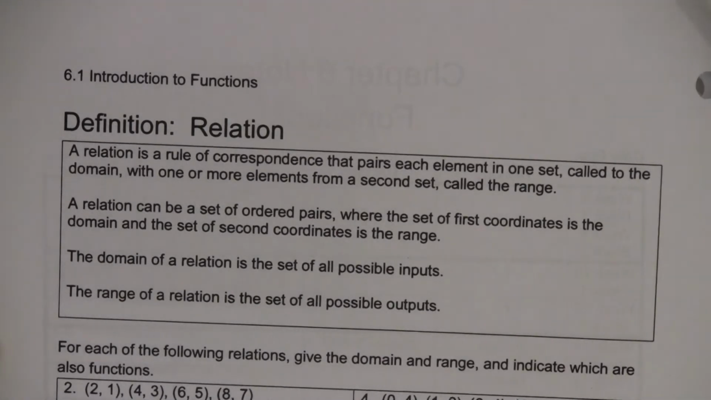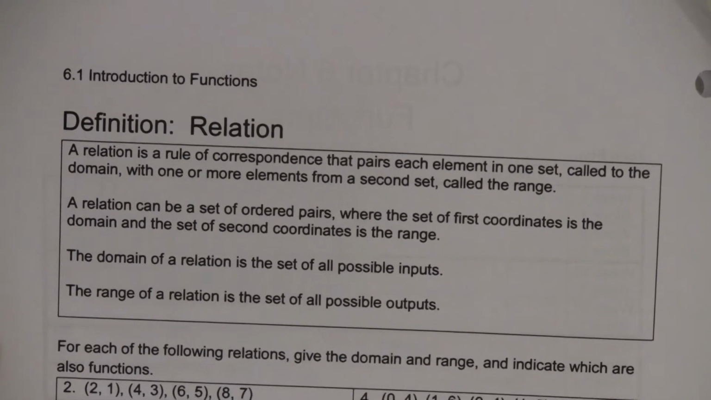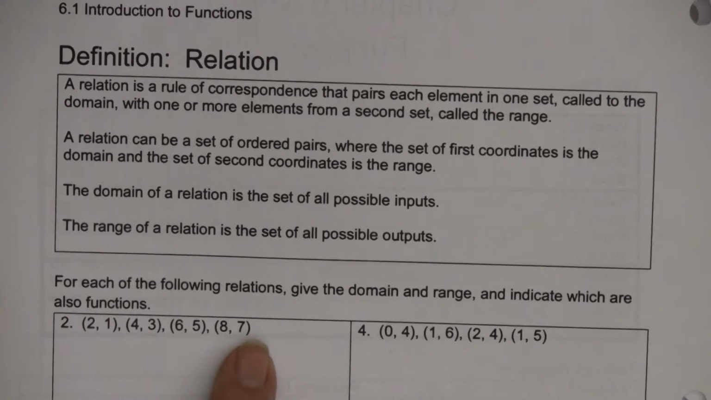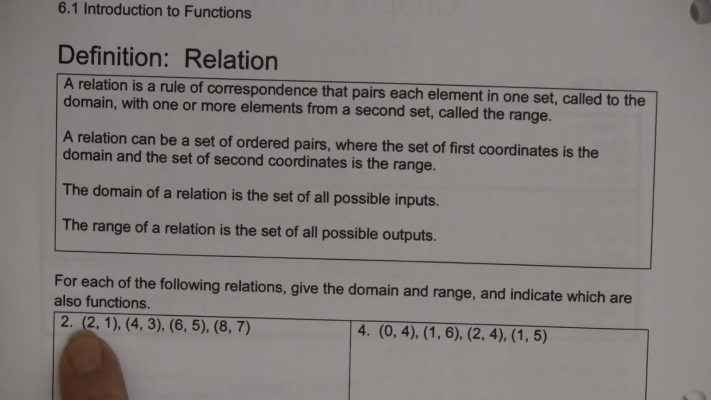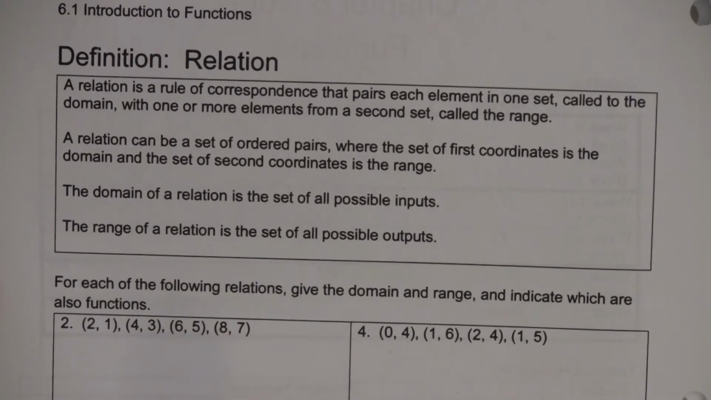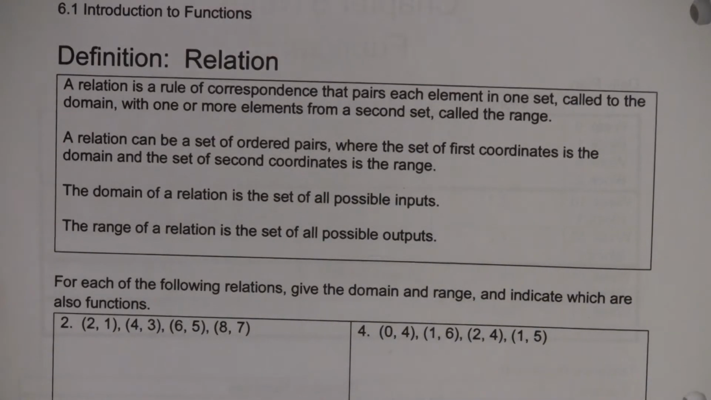We have seen ordered pairs before, and we didn't have any fancy names for them, but now they're giving some fancy names that go with a set of ordered pairs. So here on number 2 is a set of ordered pairs, and that is a relation. They talk about a domain, which is the first coordinates, x, and the range, which is the second coordinates, y. They also said the domain is the possible inputs and the range is the possible outputs.